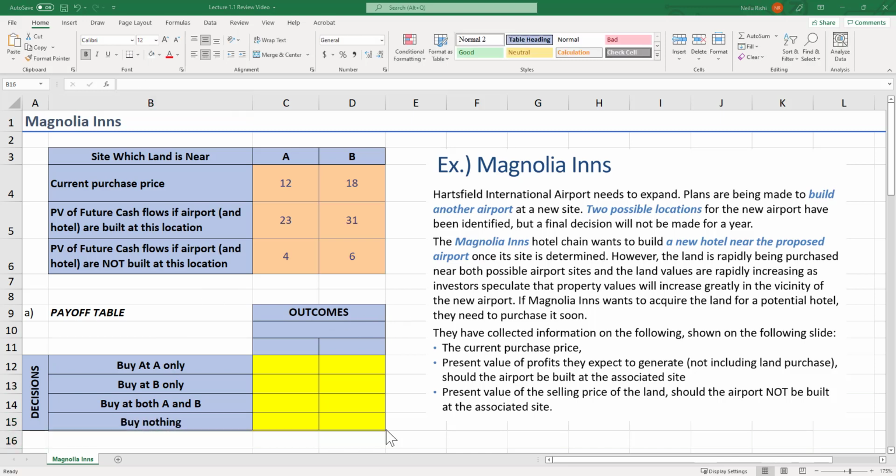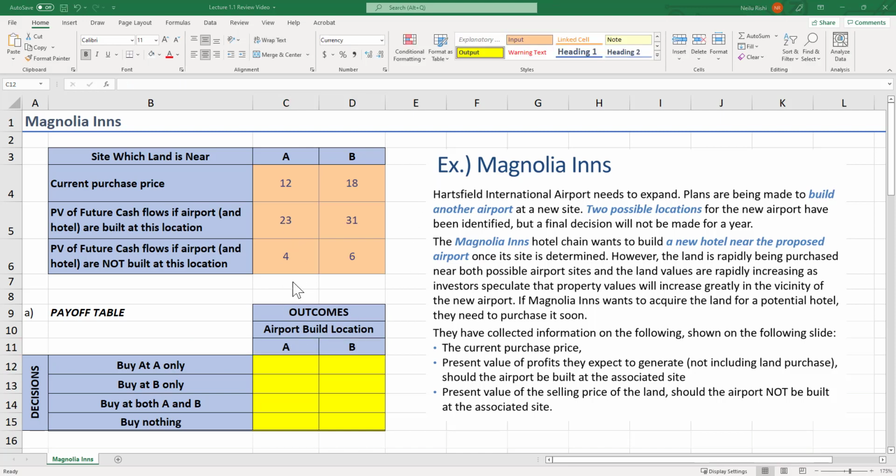Our outcomes are the things that we don't have any control over that will affect our payoffs. So in this case, it's where the airport will be built. So this will be airport built location. So the airport will be built at either A or B.